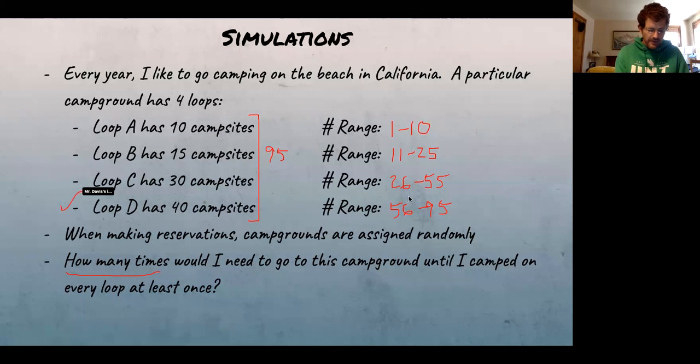But I am going to keep a tally. So I went one time and I stayed in loop D. I went a second time and I got 6 as my output. So I stayed at loop A. That took me 2 times. Now I got 49, so I stayed at loop C. That took me 3 times. My next one, this is unusual. I got 2. So I stayed at loop A again.